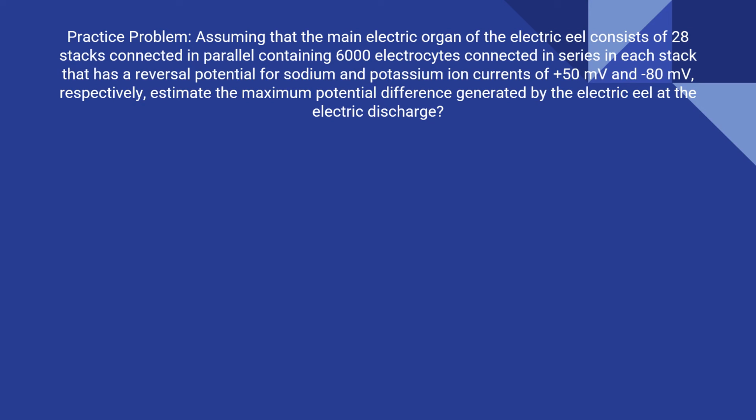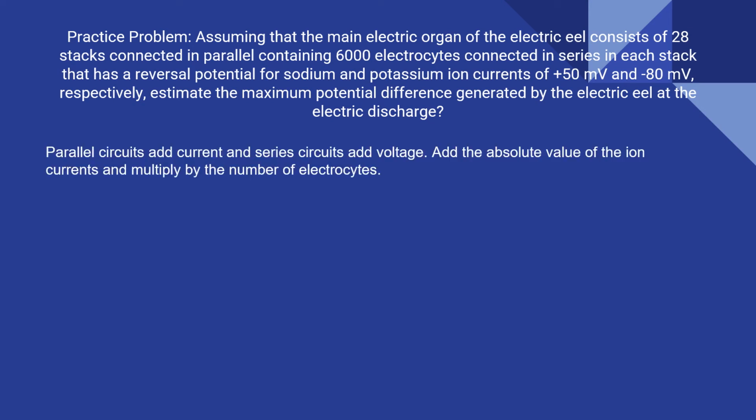For this problem, we have to remember that for parallel circuits, you add current, and for series circuits, you add voltage. So to calculate this, we're going to add the absolute value of the ion currents, so that's 50 plus 80 equals 130, and then we're going to multiply by the number of electrocytes. So we're going to look at this number, 6,000 electrocytes, and not look at the fact that there's 28 stacks. So it's 130 times 6,000 equals 780,000 millivolts, or 780 volts would be the answer here.